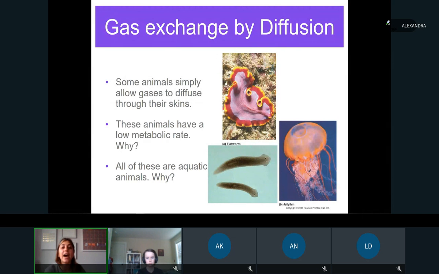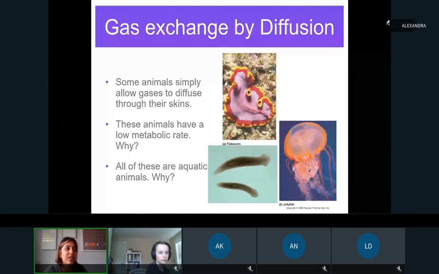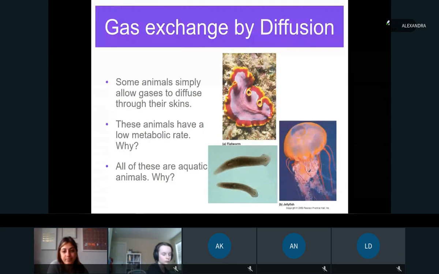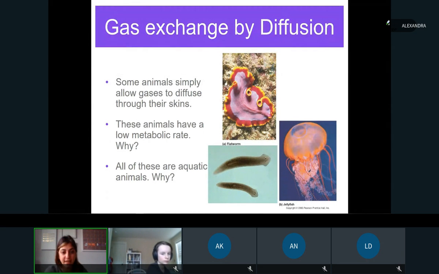It goes from a high gradient to a low gradient. So moving from high concentration, so lots of gases move into areas of low concentration where there isn't as much. So when we talk about that, we're really talking about these molecules, oxygen molecules, moving through one stage to the other, or one area to the other.